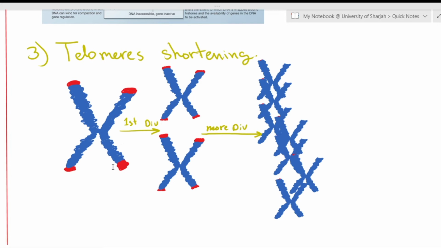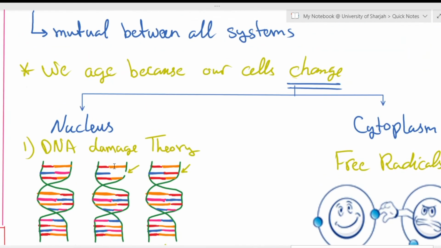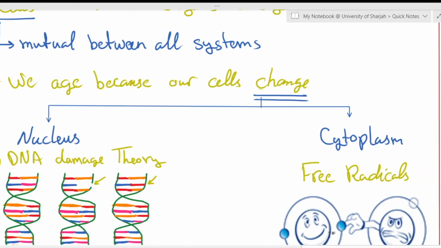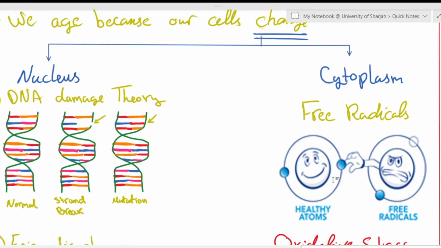But interestingly, in cancer, actually, cancer has an enzyme called telomerase that regenerates these telomeres, and this causes cancer to rapidly proliferate indefinitely.